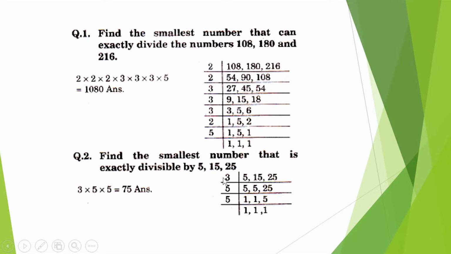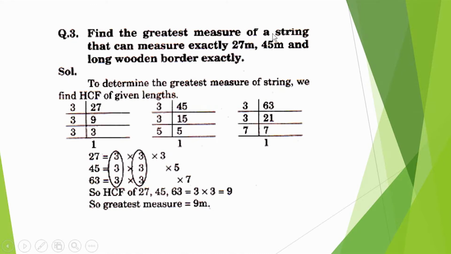Find the smallest number that is exactly divisible by 5, 15 and 25. We also take the LCM of these values. 3 5s are 15, and 25 comes as it is. 5 1s are 5, 5 1s are 5, 5 5s are 25. 5 1s are 5 and take it as it is. When we multiply these three values, the answer comes 75.